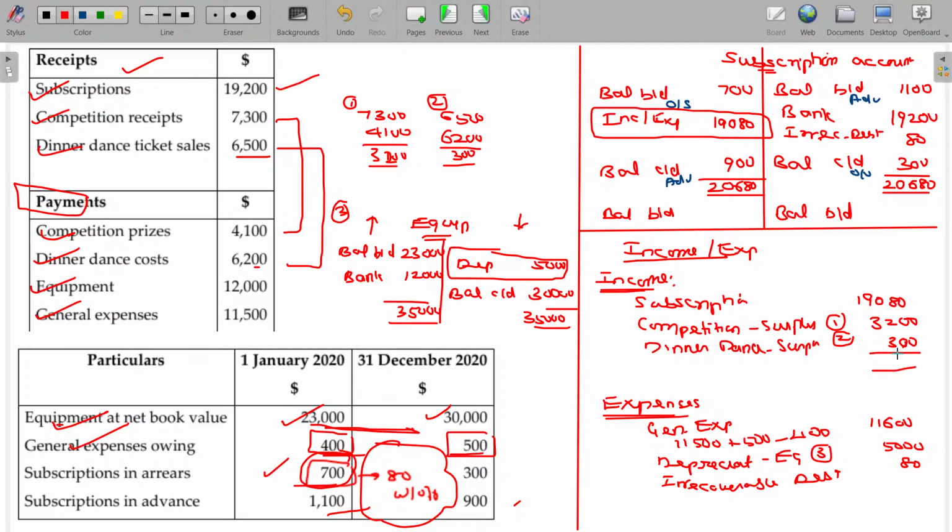If I total this, total income in this case being 22,580, total expenses 16,680, surplus being 5,900. This is surplus. Is that clear? The difference between income and expenses.